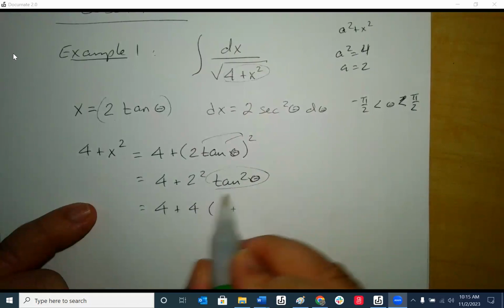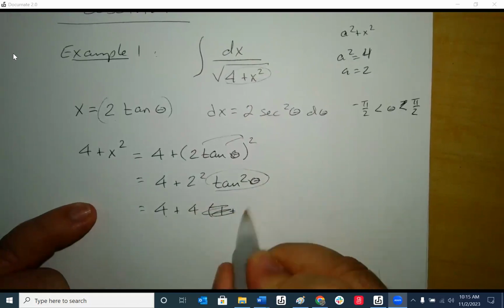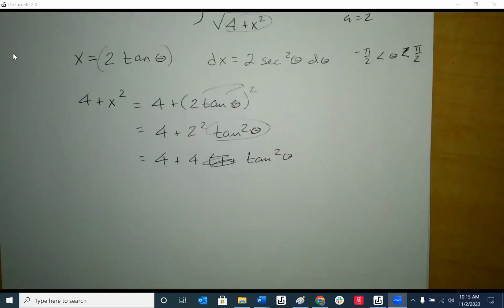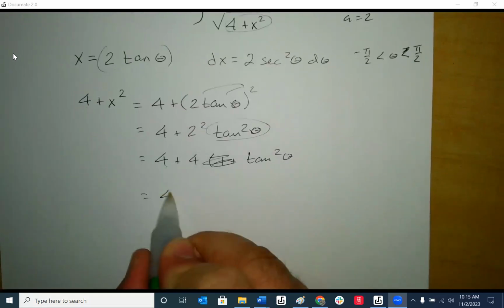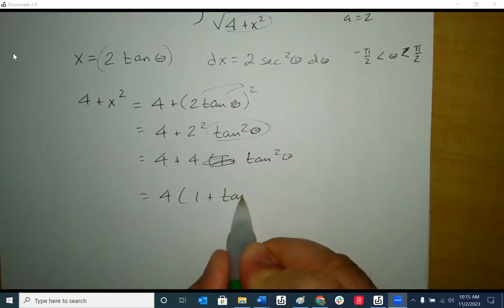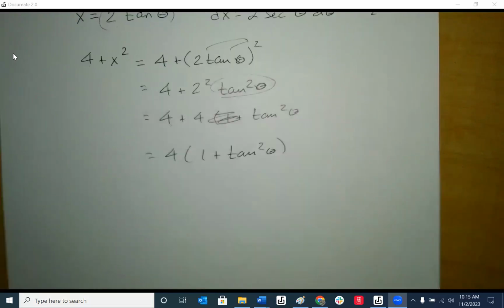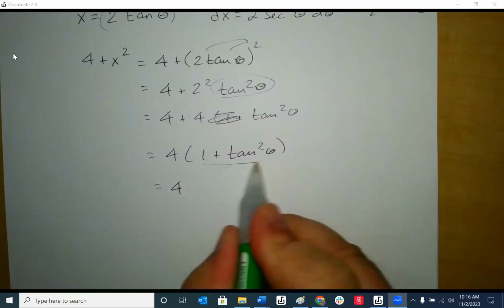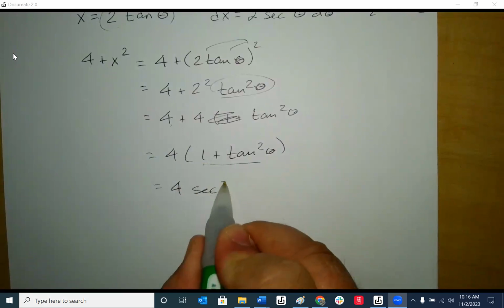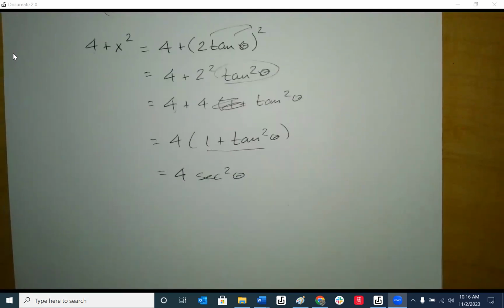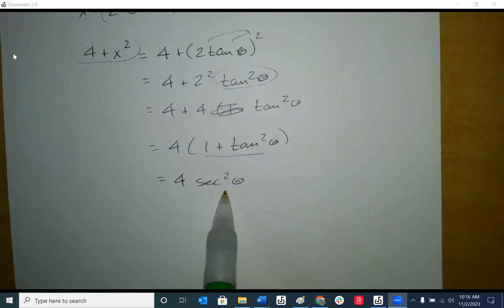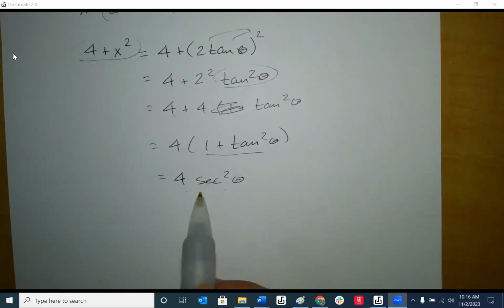Now we're going to do the conversion. So we'll do it piece by piece. Tangent squared theta. They both have a 4, so we can factor out a 4. We have 1 plus tangent squared. It'd be much easier doing it that way. 1 plus tangent squared is secant squared theta. So the 4 plus x squared, we can rewrite as 4 secant squared.